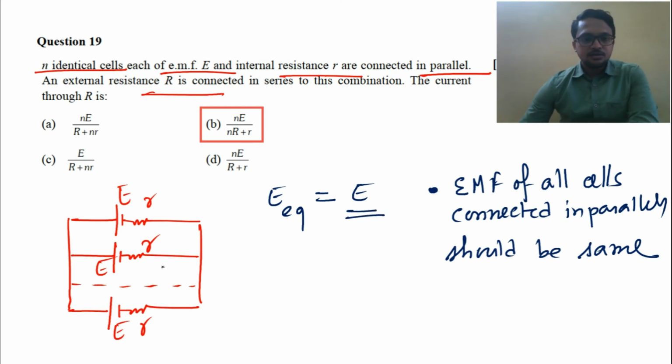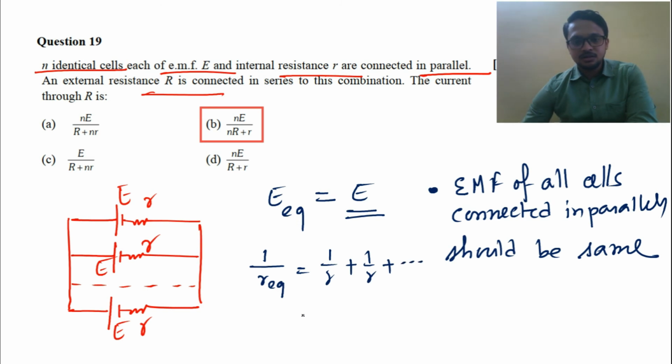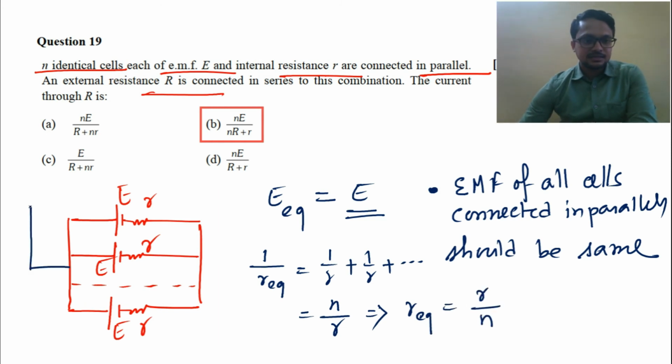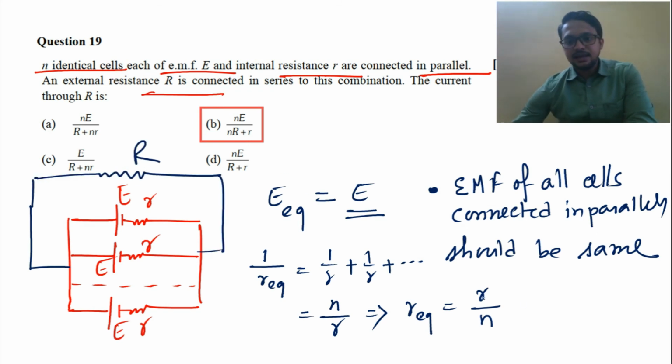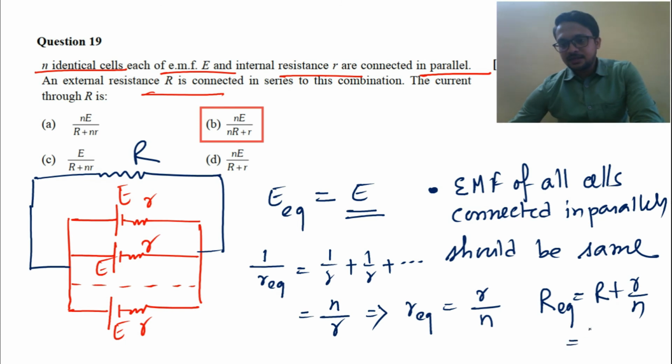Now what about the equivalent internal resistance? 1 by r equivalent: all internal resistances are connected in parallel, so 1 by r plus 1 by r plus dot dot dot. In this way we will get N by r. So ultimately r equivalent equals r by N. And external resistance R is there. Now this external resistance and equivalent internal resistance are in series, so R equivalent finally will be R plus r by N. If you take the LCM, it will be (NR plus r) by N.